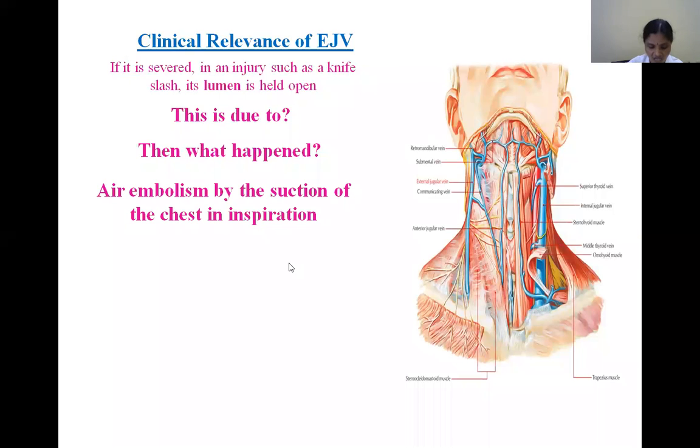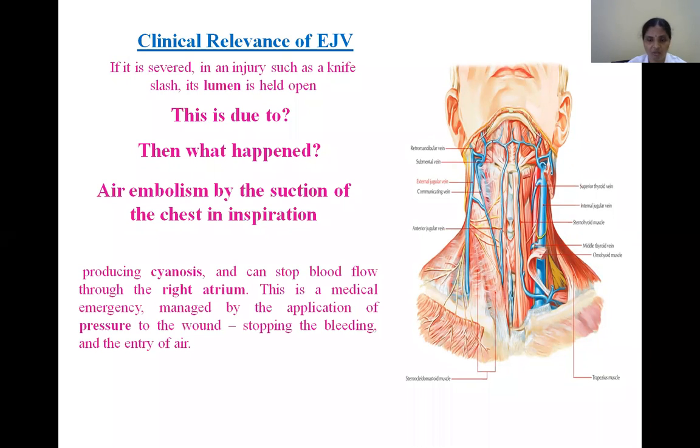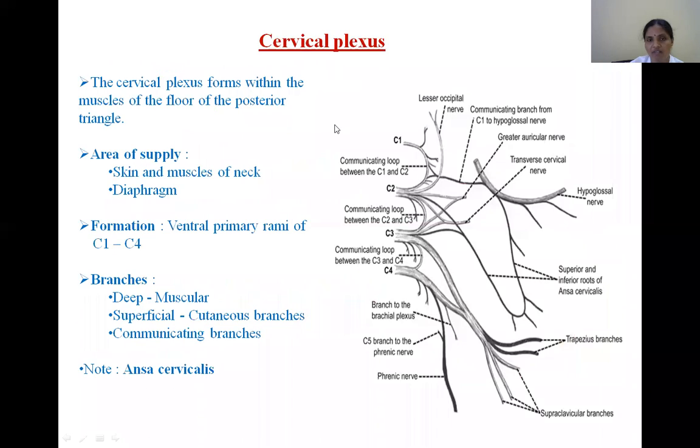So this is a very emergency condition. What should we do? We must place our finger to close that wound, by which the embolism may be stopped, right? Otherwise it may produce cyanosis. So we should place a finger, applying pressure on the wound, stopping the bleeding and entry of air. So we must know about this external jugular vein, right?